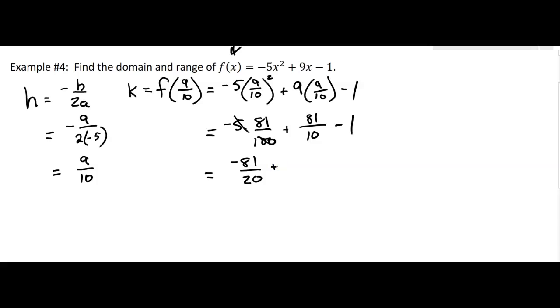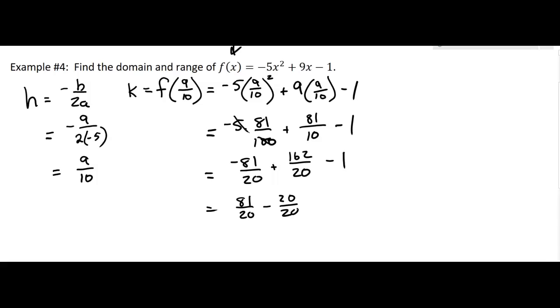Plus, it looks like I want 20 for my denominator, so I'll multiply by 2, so that's going to be, what, 162 over 20 minus 1. Well, that's going to be 81 over 20. This is just fraction work. Minus 20 over 20, so I changed my 1 finally to a common denominator.